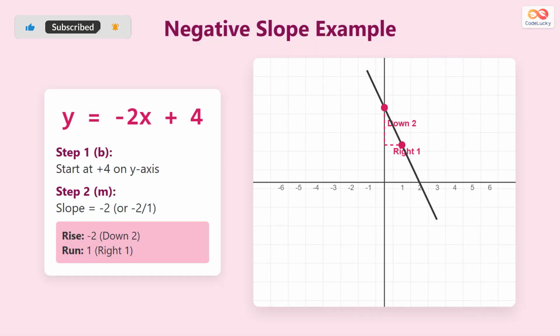Let's try one with a negative slope, y=-2x + 4. First, we start at +4 on the y-axis. Our slope is -2. We can think of this as -2/1. Since it is negative, we rise down 2 units and then run right 1 unit. This gives us a downward sloping line.